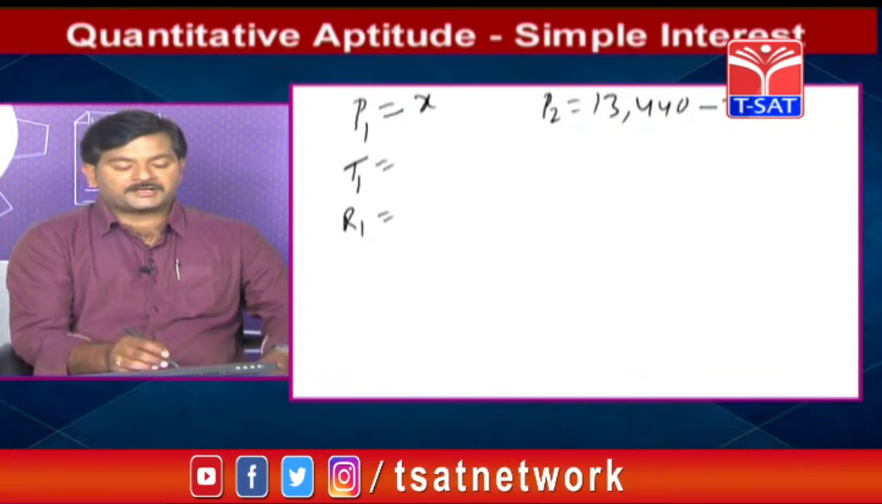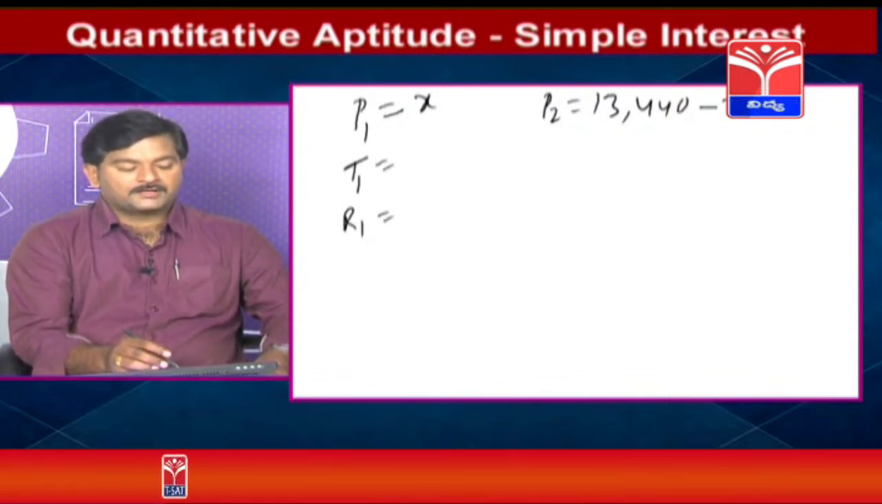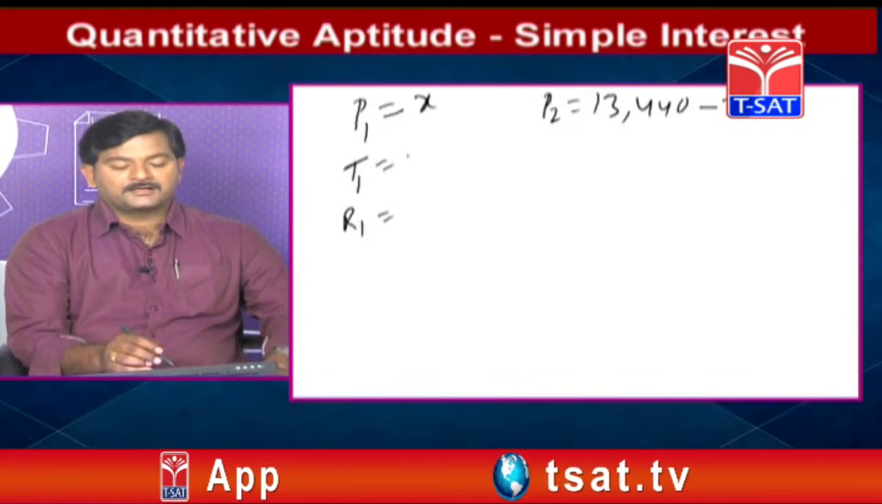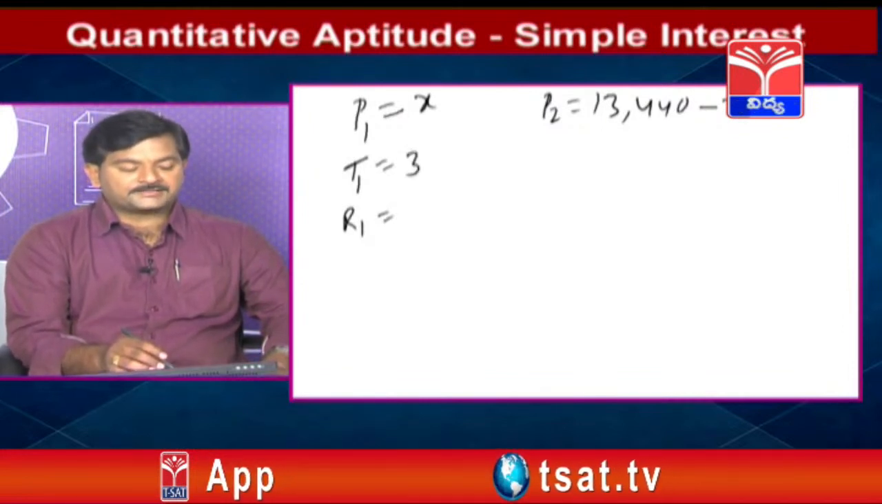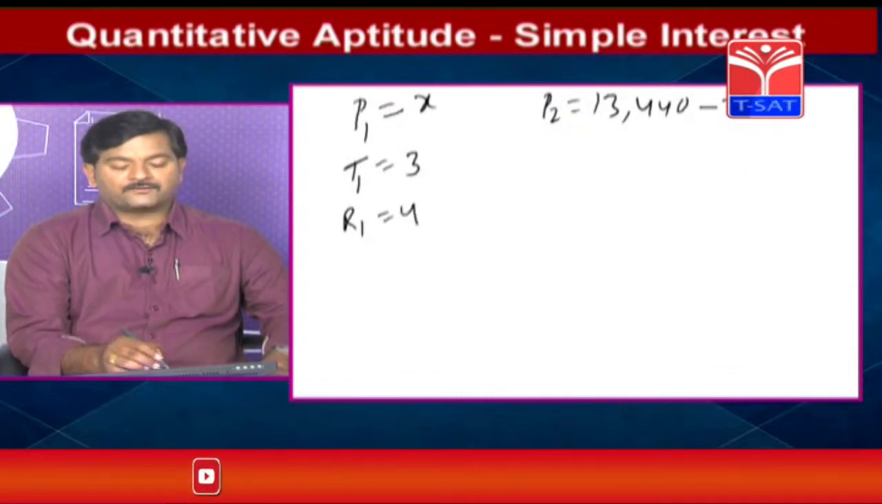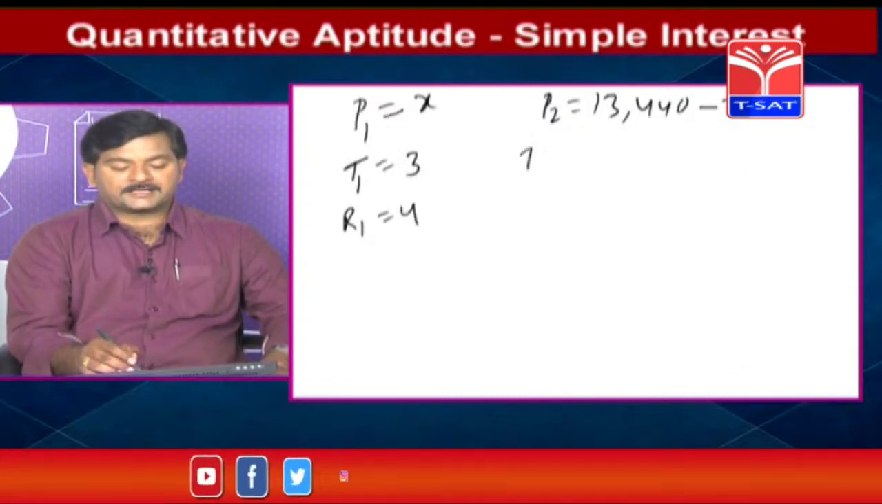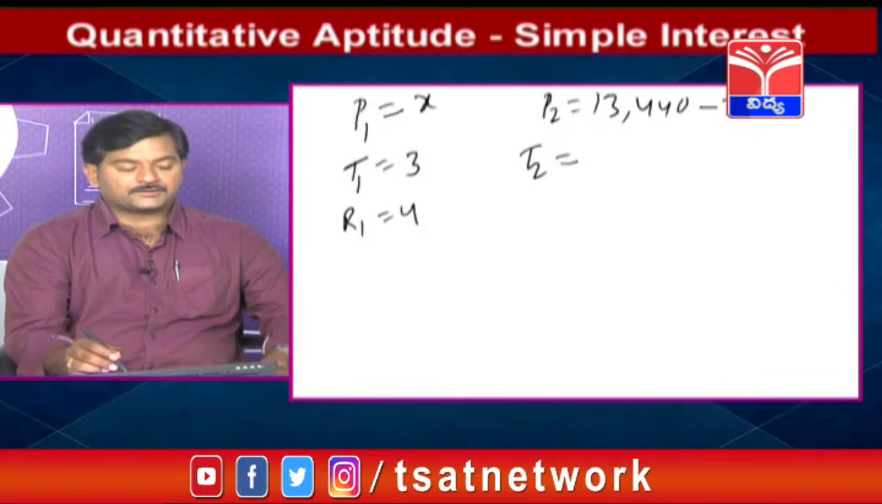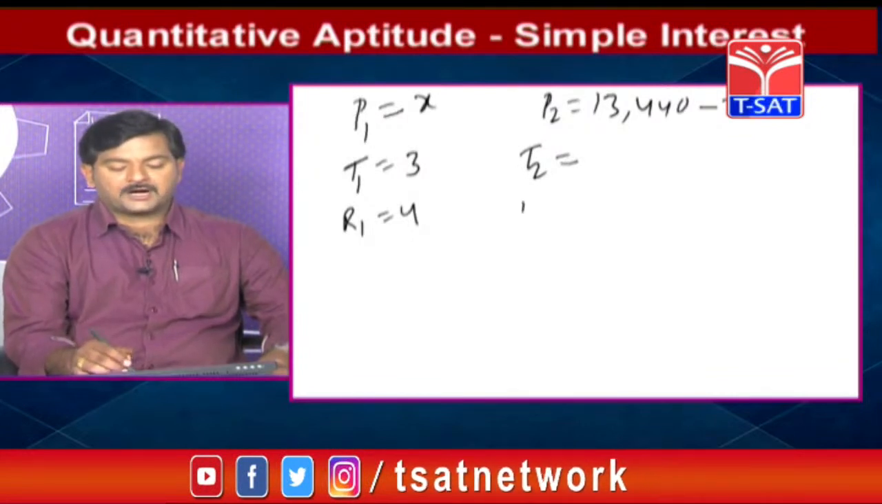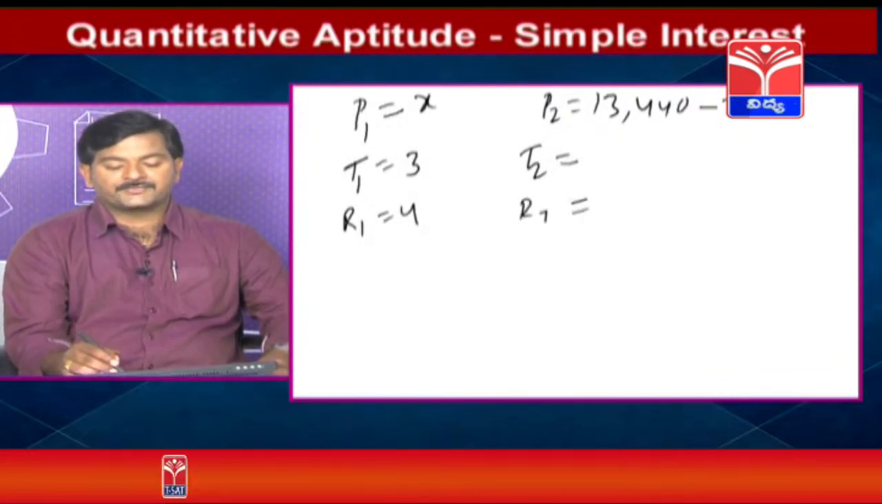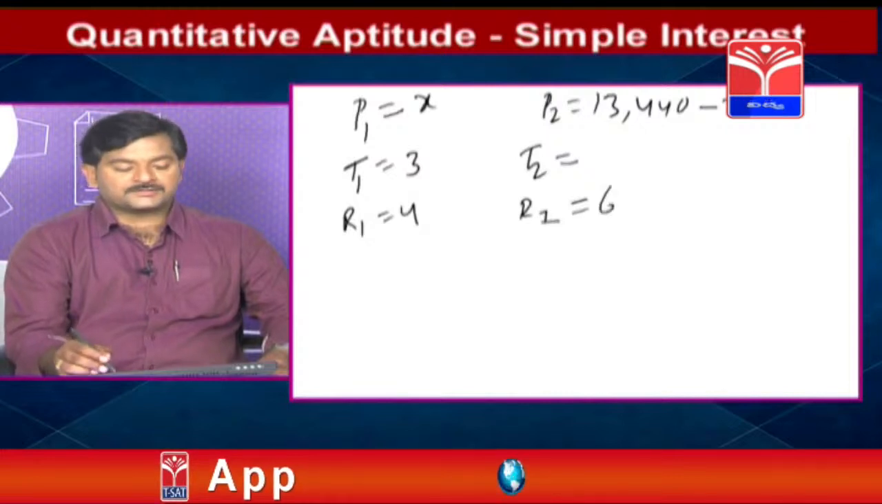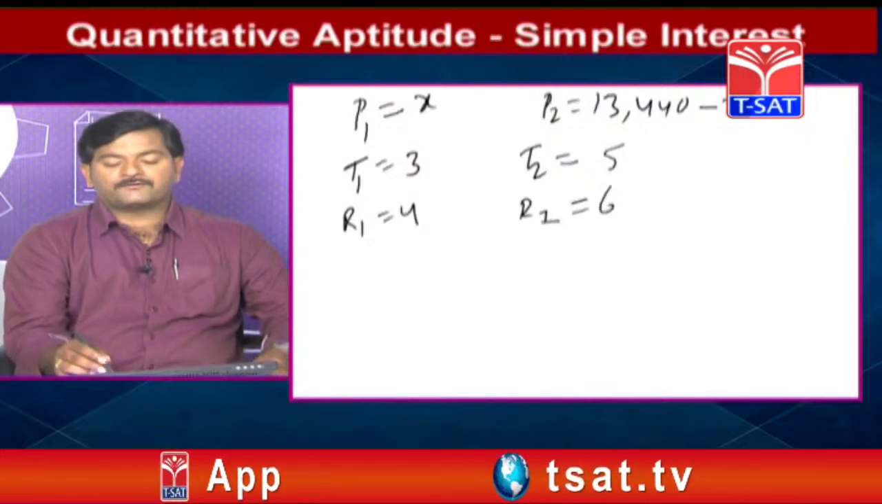Okay, so T1 is equal to, in first case, how many years? For 3 years. Okay, and at what rate of interest? In first case it is 4% rate of interest. In second case T2, so T2 is equal to how much given? R2 is equal to 6%, right? What about T2? 5 years.